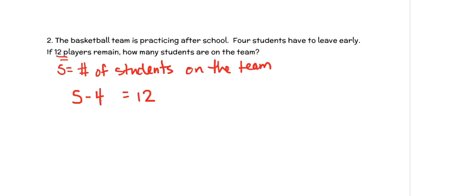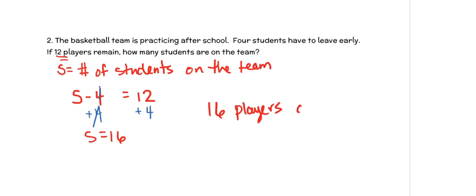And to solve it, on this side the variable is subtracting 4, so you're going to be adding 4. So it's going to be S equals 16. There are 16 players on the team.